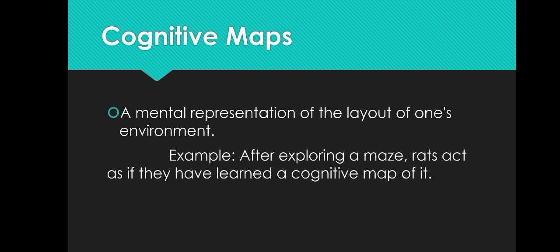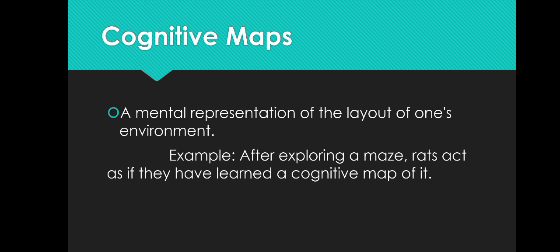So, let us now focus on cognitive maps. It is a construct introduced by Tolman, and according to him, a cognitive map is a mental representation of the layout of one's environment. Mental representation is what is in the mind of the students, and before behavior is developed, before it becomes an overt behavior seen by everybody, it starts with a cognitive map.